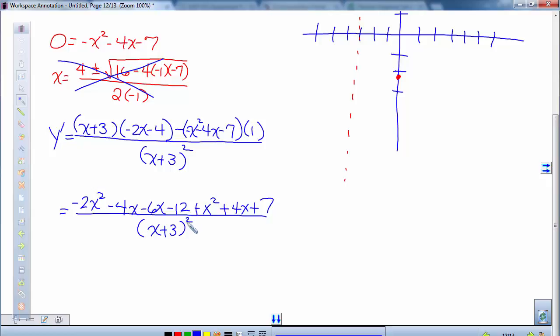Okay? So minus 2x squared plus x squared gives me negative x squared. Okay, looks like I got some 4x's canceling out, so we get what? Minus 6x, and minus 12 plus 7 is what? -5, right? Okay, all over x plus 3 squared.